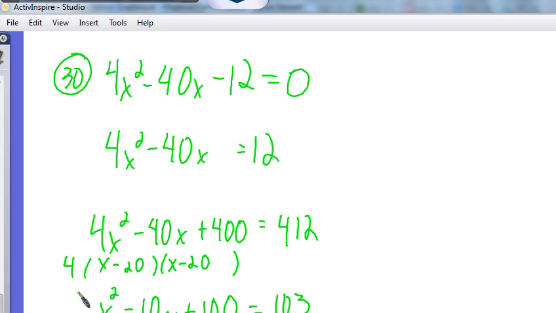That would work. No, because these would give me negative 40x, and this would give me 400. And 4 times x squared would give me 4x squared, but then I'd have to multiply that negative 40 and that 400 by 4. Shouldn't you have just divided by 4 like before? If you want to make it easier on yourself, yes. You should divide by 4 on both sides. Okay?